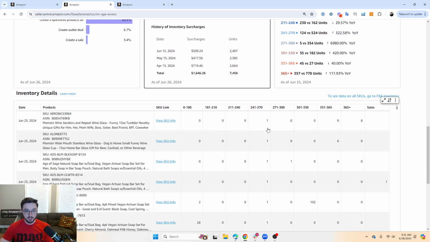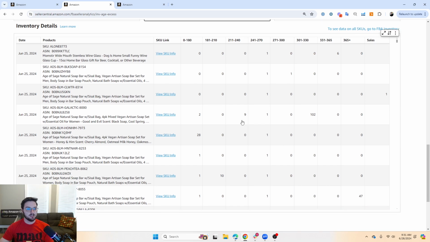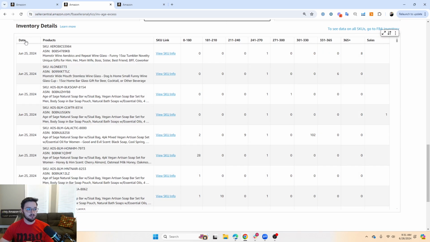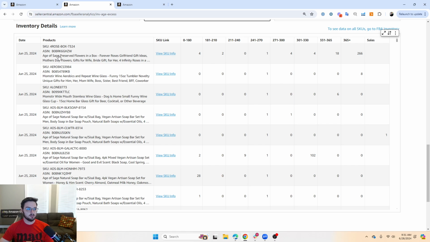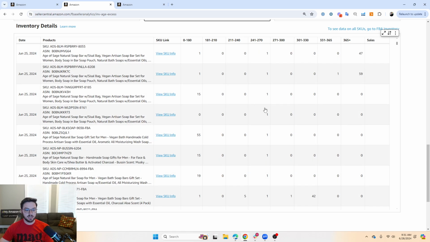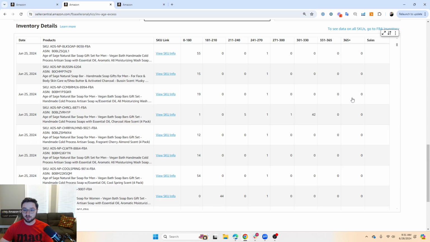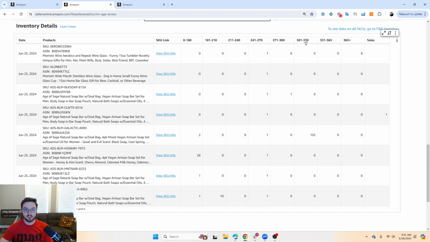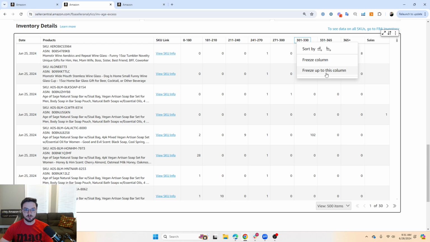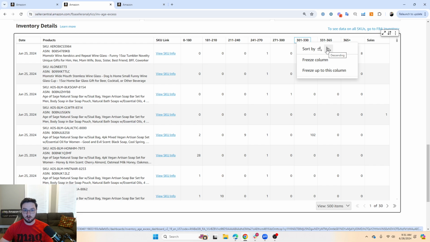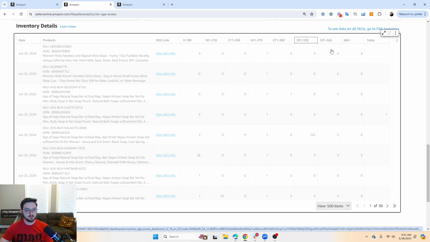And then lastly, on this page, it gives the breakdown, inventory details for all of your different SKUs, ASINs. So you can actually look and see how many units you have in each one of the different time frames. This is pretty useful for getting an understanding. You can break this down by each one of these, so you can freeze certain columns. You can sort it by high to low, which is nice. So you can do something like descending.